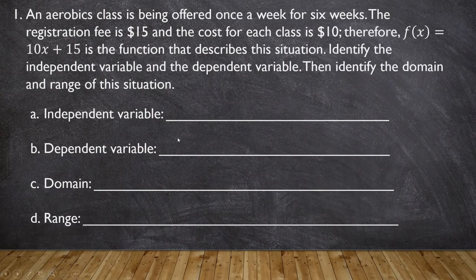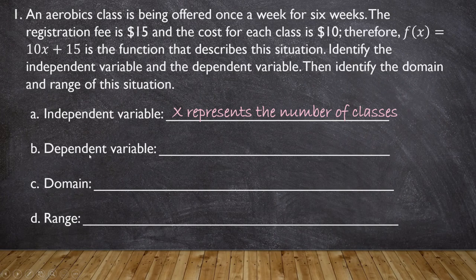So the independent variable is the thing that we get to choose. So in this scenario, you can choose how many classes you will attend. You don't get to choose how much they cost. You'll get to choose how many classes you attend. So x is our independent variable, and it represents the number of classes you attend.